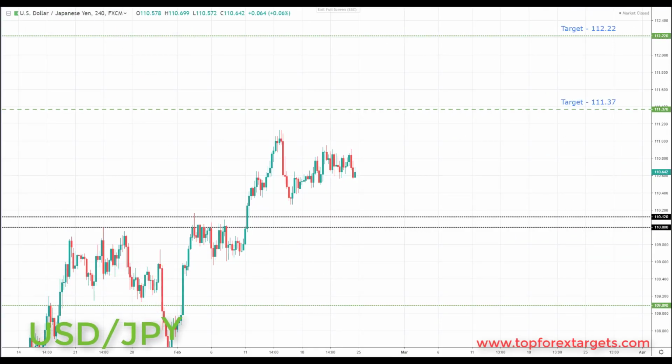So the next market we're going to look at is US dollar Japanese yen. Now we are approaching a key area of resistance, and you can see it's a mid-tier resistance here, the 111.370. We pretty much did nothing last week. We had an inside week, price just chopped about.